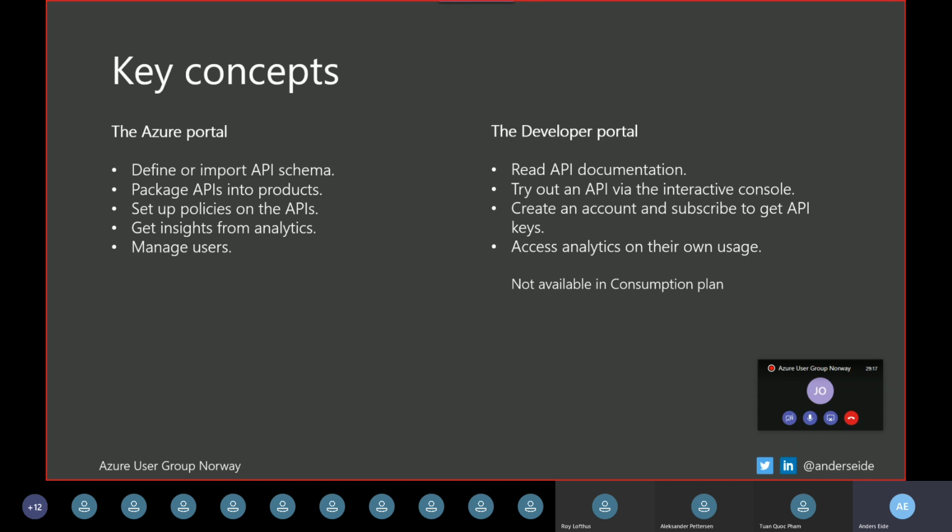Then you have the developer portal, which is, as mentioned, not available in the consumption plan, but it's a place where developers, internal or external, can go in and read the documentation you have written for the API. They can also try it in the console and configure subscriptions to the APIs to get the subscription key, if that's one of the requirements for the product. And you can also access some analytics data, so they can check what is going on with their own API application.